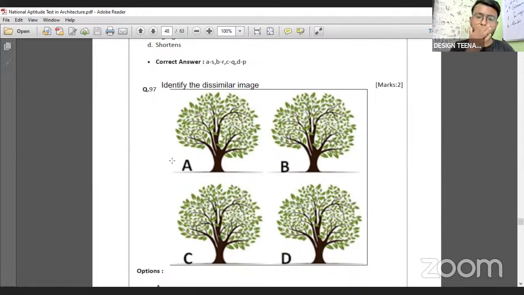You need to identify among these which one is the image which is not matching. There is some problem or some mistake in that image in comparison with the rest. Okay, so which one do you think is the right answer? Option A. Option C. Option C. Why option C?